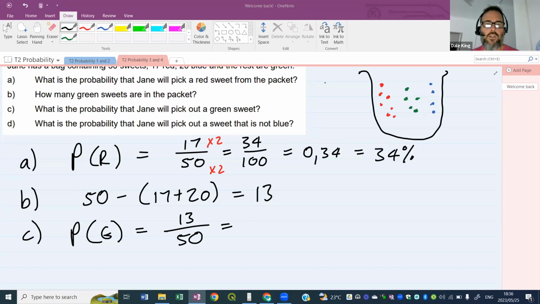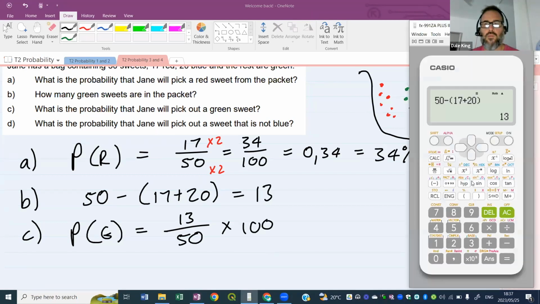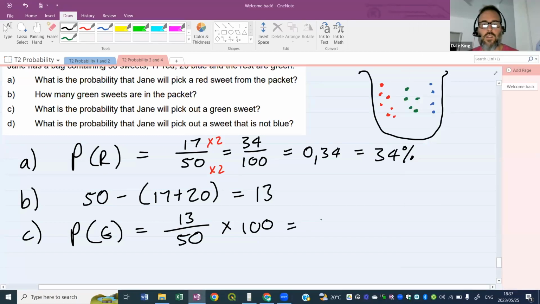All right. So as a percentage, all we got to do is multiply this by 100. So the probability of getting a green is 13 out of 50. To get a percentage, multiply by 100. 26%. You got a 26% chance of getting a green sweet if you put your hand in there.